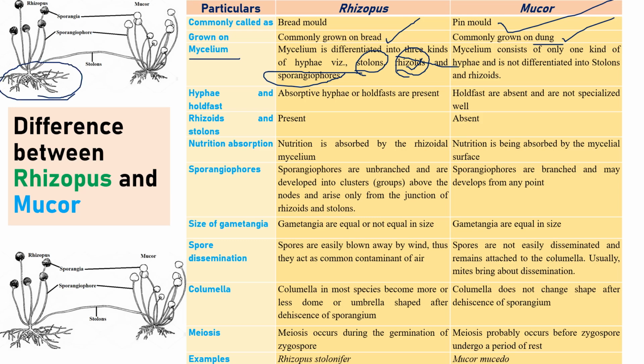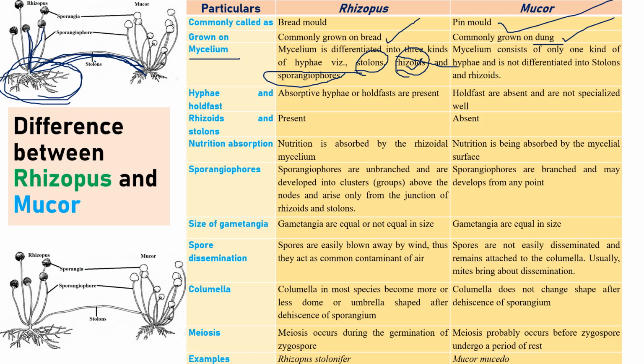Very important. Rhizoids. Just take a look at the left side picture. These are root-like structures present at the base, simply like roots to the plant. So these are rhizoids. There is another tube-like structure which connects two rhizoids, generally called stolons. Again, from these rhizoids, some pole-like structures grow. These are called sporangiophores.